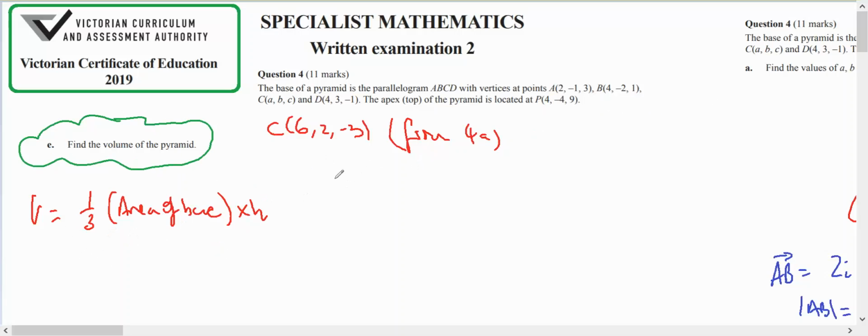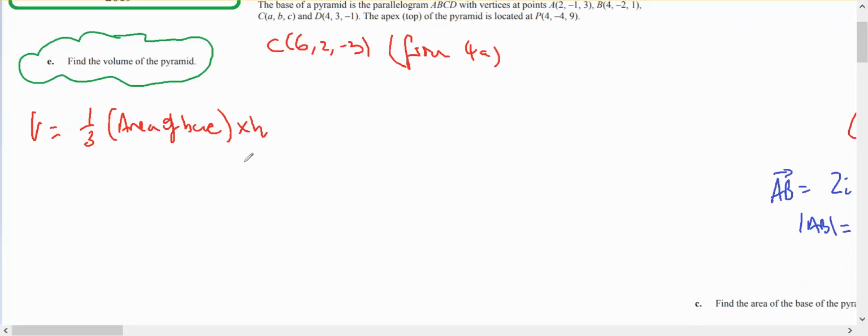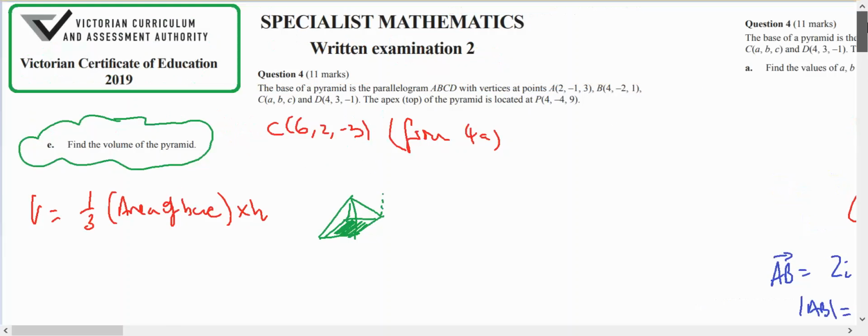volume of a pyramid is 1/3 times the area of the base times the height, no matter what pyramid it is. So if it's the pyramid on top of a square base, then it's the area of the base times the height of the pyramid divided by 3, irrespective. Okay, so what have we got in this question?